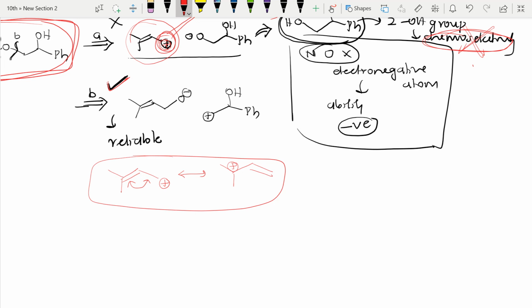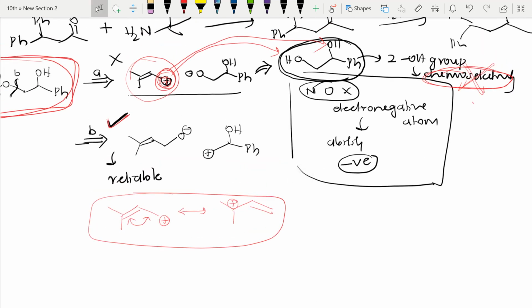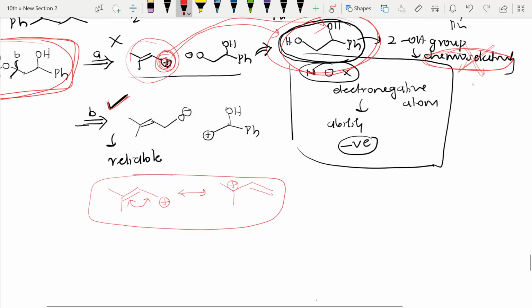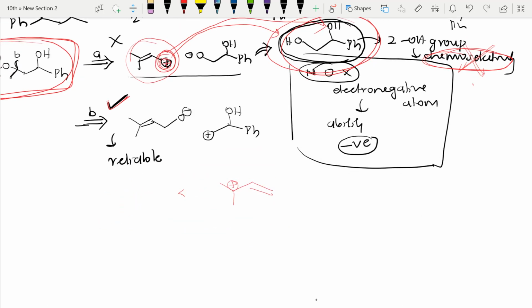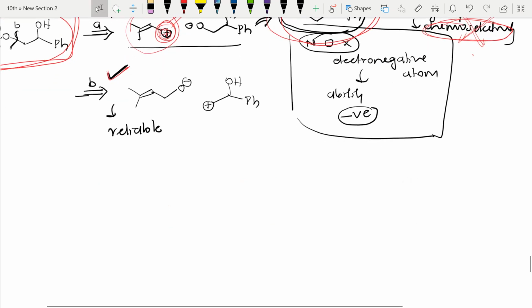But the problem is the chemoselectivity, which I have told you. Because of the OH group, the chemoselectivity problem will arise, right? So I told you the B disconnection is very good. So for the B disconnection, can I write it like this? So the equivalent reagent, let me write now. So these are the equivalent reagents.